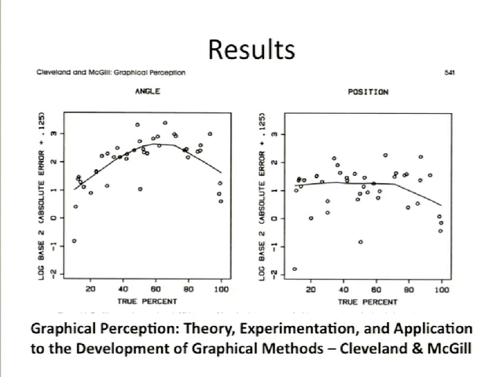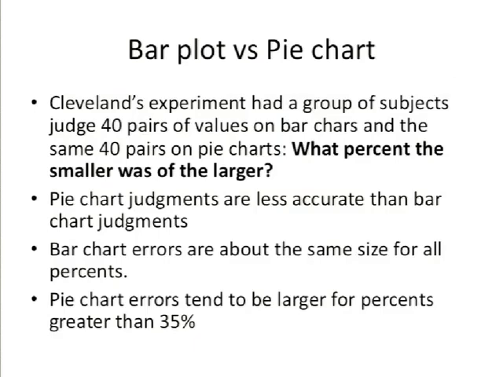But the moral of the story, I think we've seen here in class already, is that pie chart judgments are far less accurate than bar chart judgments if the kind of judgment you're trying to make is a comparison across groups. With pie charts, errors tend to be much larger for anything greater than about 35%, whereas bar chart errors tend to be about the same size no matter what the percentage is.